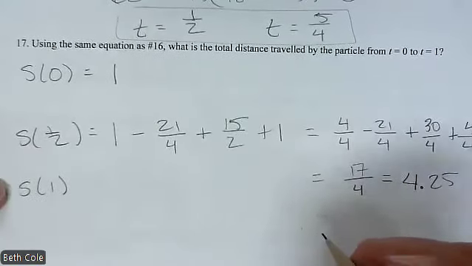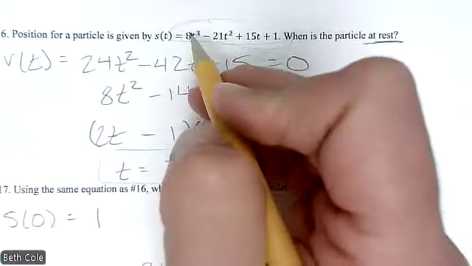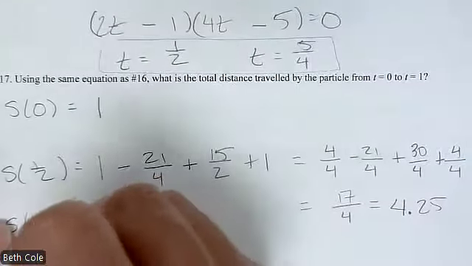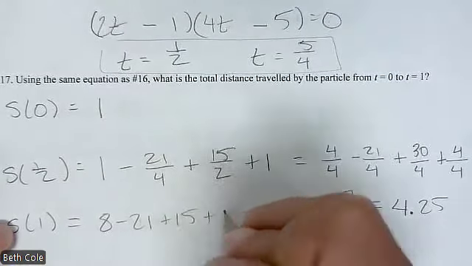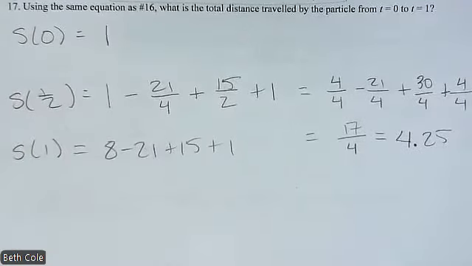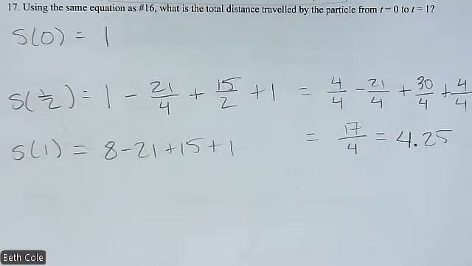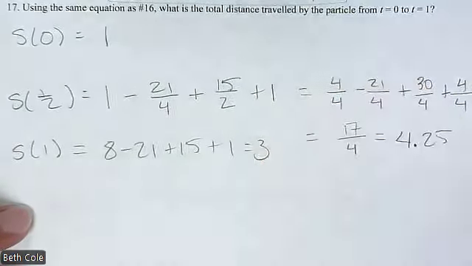I'm the messenger. All right, now we're going to plug in 1. That'll be a little bit easier. That'll be 8 minus 21 plus 15 plus 1. So again, I like to do all the positive ones. 8 plus 15 plus 1 would be 24. Minus 21 would be 3.